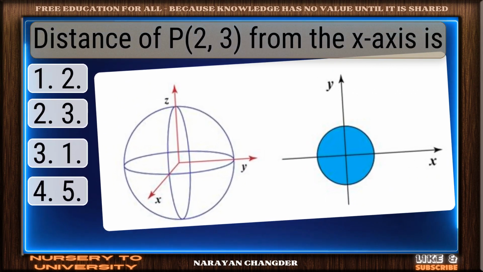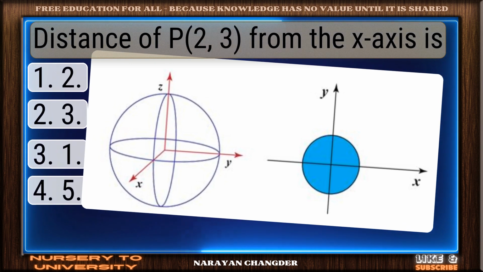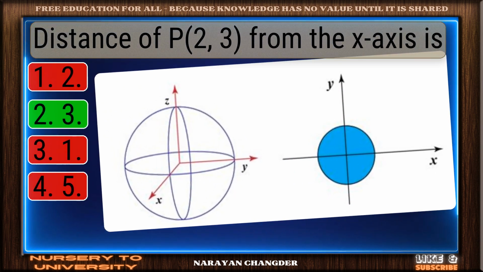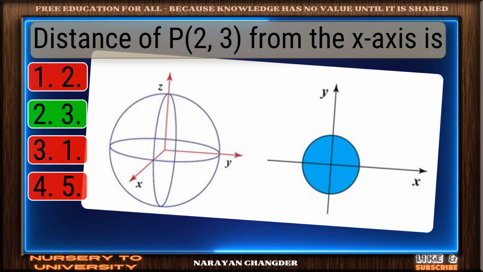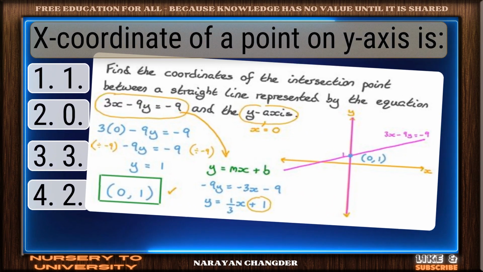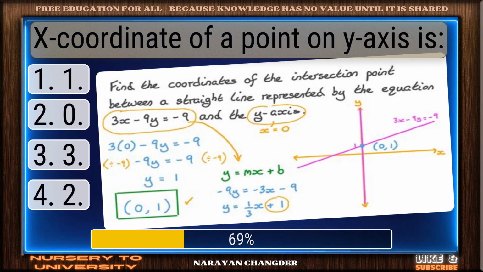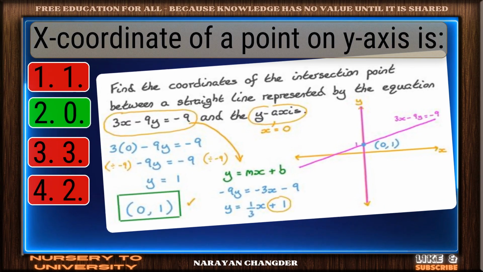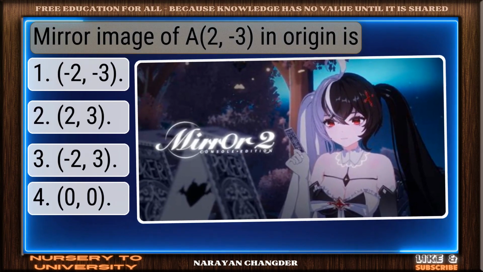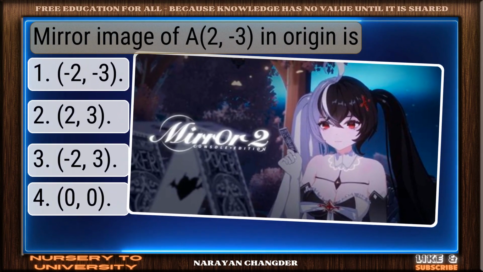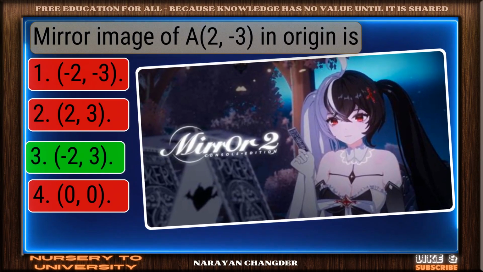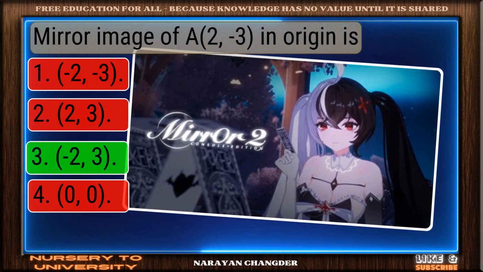Question number 166. Distance of P from the x-axis is. Smart pick. 3 is the correct choice. Question number 167. X-coordinate of a point on y-axis is. You're right. Zero is the correct answer. Question number 168. Mirror image of A in origin is. Excellent choice. Is the right answer.